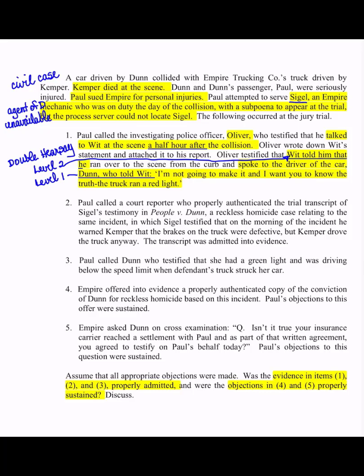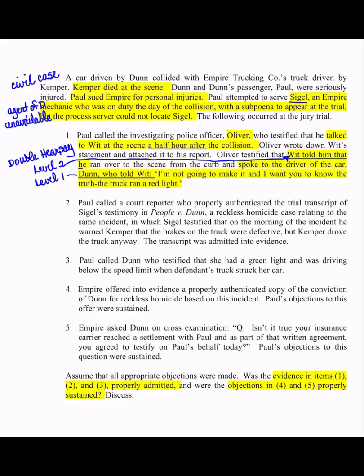What else can we think about? How about excited utterance? A statement relating to a startling event or condition made while the declarant was under the stress of excitement caused by the event or condition. That one would work. So, Dunn's statement qualifies as an excited utterance. It's an exception to hearsay. The evidence of that statement would come in. The problem is it's contained within double hearsay. So we have to find a way to get level 2 in.